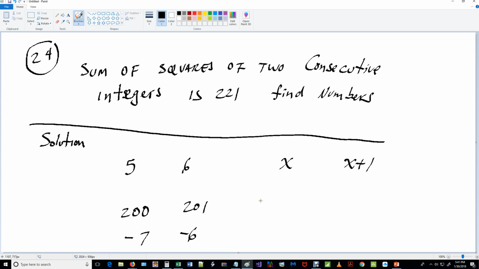All right, that's kind of trivial, but it's essential for this problem. So the sum of the squares. There are two consecutive ones, and when we add, let's find the squares. One is x squared. That's easy, right? The next one was x plus 1, so you square that one too, and the sum of the two squares is 221. So what are they? You have to find x and then x plus 1. So let's do this problem.